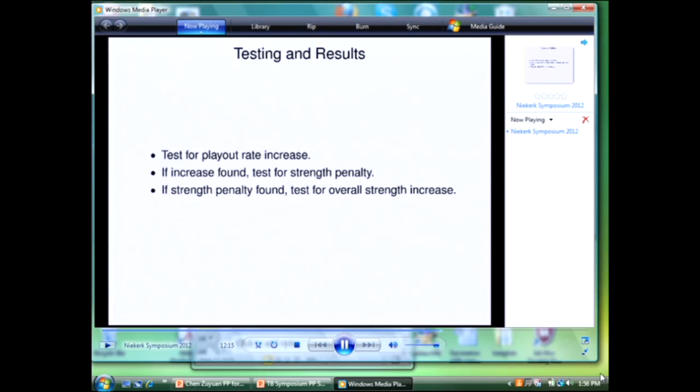This MCTS parallelization has been evaluated to see how well it makes use of parallel hardware. In order to do this evaluation, a number of tests were performed. First, we tested to see if there was an increase in playout rate given more parallel hardware. If there was an increase, we then tested to see if there was a strength penalty due to the parallel effect. If there was a strength penalty, we then tested to see what the overall strength increase was with parallel hardware. The reason for these tests and their order is to evaluate the strength increase from parallel hardware in the most efficient manner. With each of these tests performed, they were repeated with different settings in order to determine the optimum.